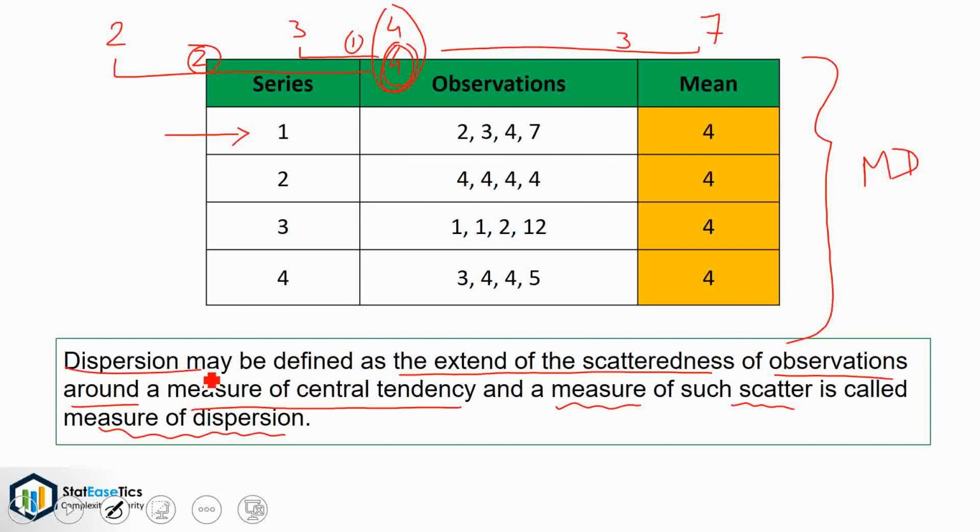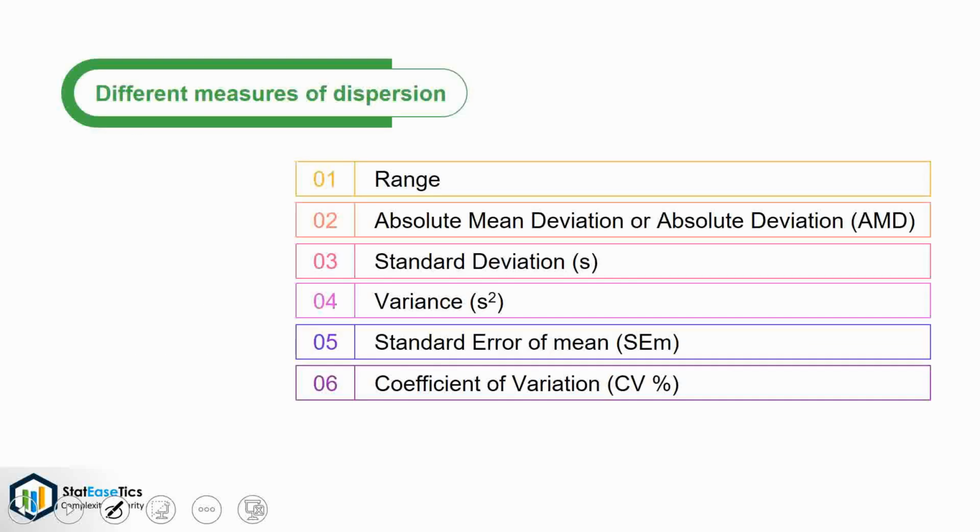So, dispersion tells us about the scatteredness of each observation from the mean, that is its central tendency. So, this is the reason to study measures of dispersion in order to have an idea of the data set. Now, let's see different measures of dispersion, like range, absolute mean deviation or absolute deviation, standard deviation, variance, standard error of mean, and coefficient of variation. We will be discussing them in detail.